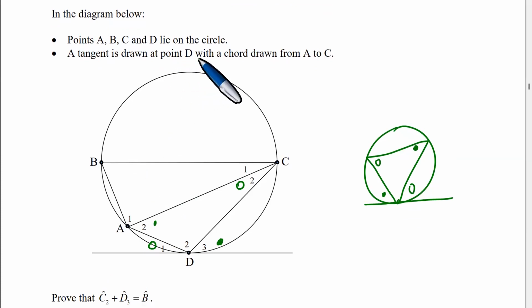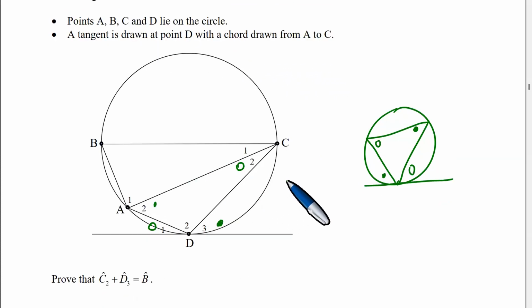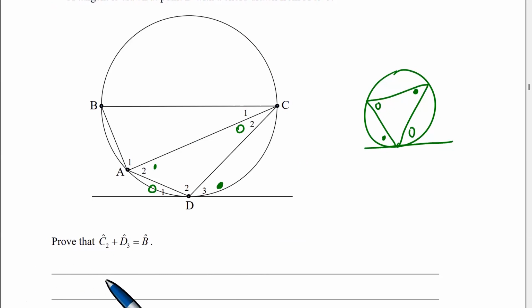Okay, so a tangent is drawn at point D with a chord drawn from A to C. Prove that C2 plus D3 is actually B. What do you think? I need to give you a chance to think.